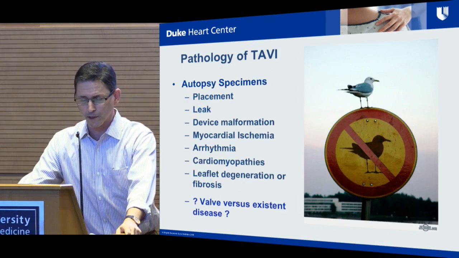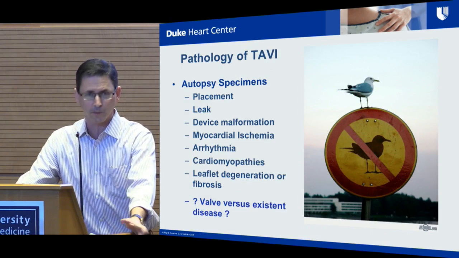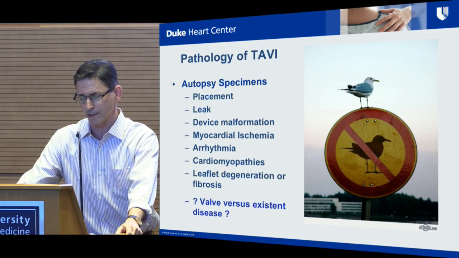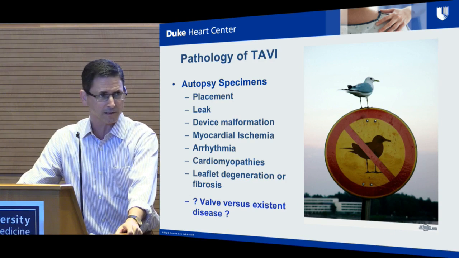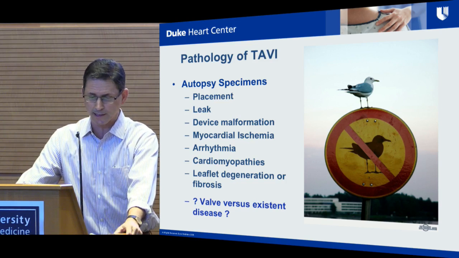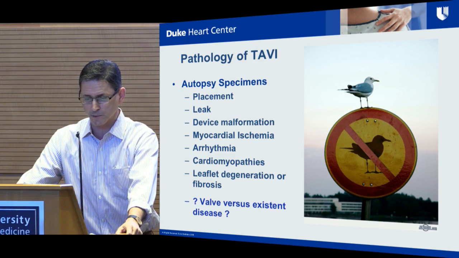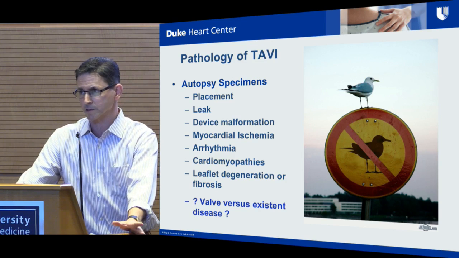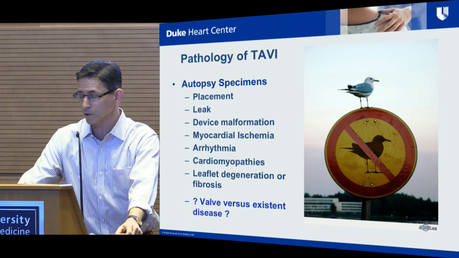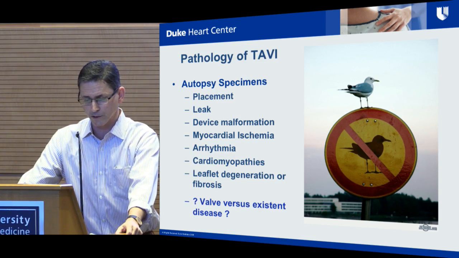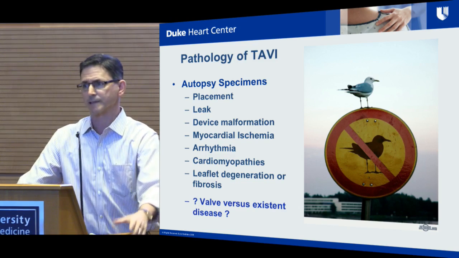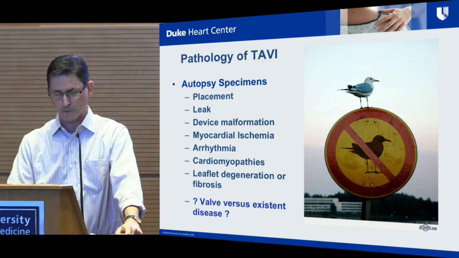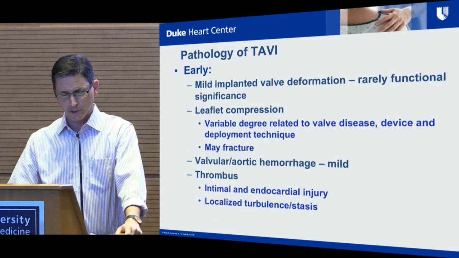From an autopsy standpoint, the things we look at are what can go wrong. Is the placement correct? Do we see evidence of if there was clinical leak? Do we see why that may have been? What does this device look like in situ? Evidence of myocardial ischemia, either predating or potentially related to placement. Arrhythmias, we will look to see where the conduction system is and see if it correlates with the arrhythmia. Underlying cardiomyopathies and the degree of leaflet changes, and try and link that back to what was the outcome in these patients.